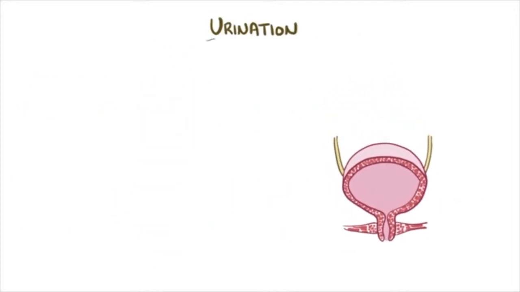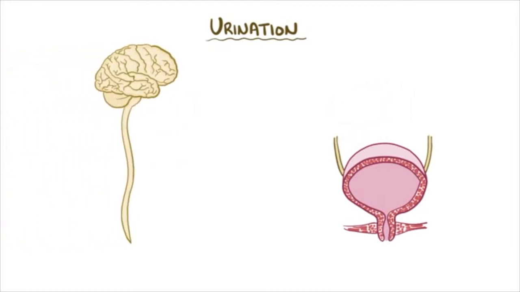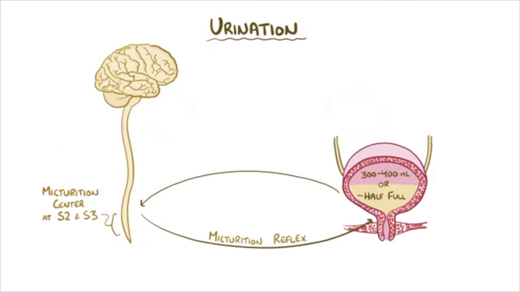The act of urination involves close coordination between the nervous system and the muscles of the bladder. Once the volume of the bladder is greater than about 300 to 400 milliliters, basically when it's half full, pressure on the bladder walls increases, and that sends signals to the urination or micturition center in the spinal cord, located at S2 and S3. This sets off a reflex arc called the micturition reflex, which causes contraction of the bladder and relaxation of the internal sphincter and external sphincter.